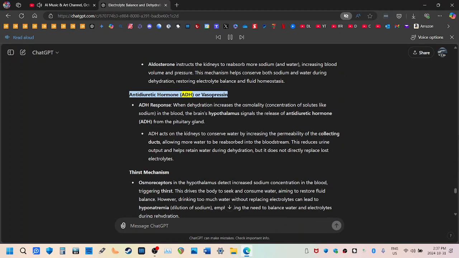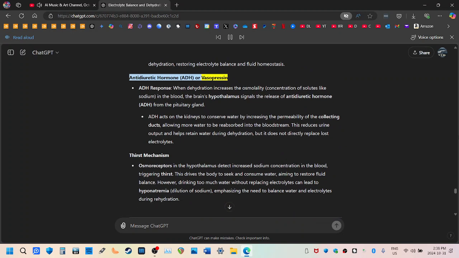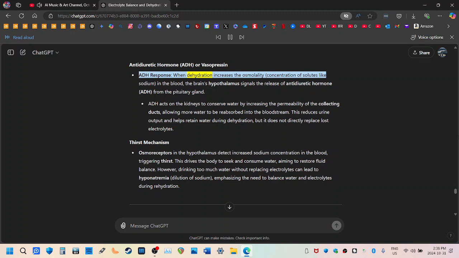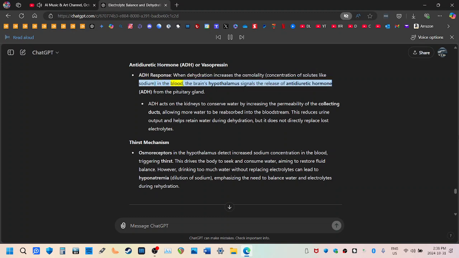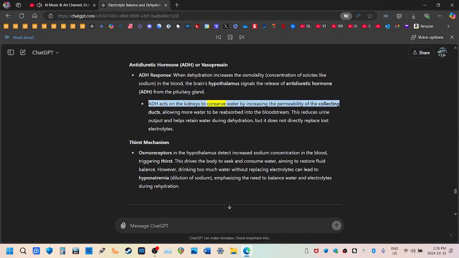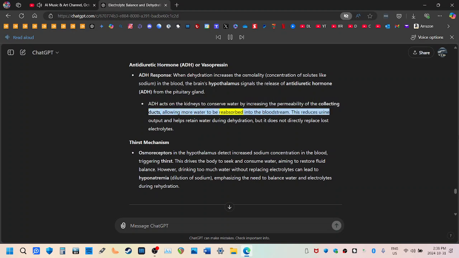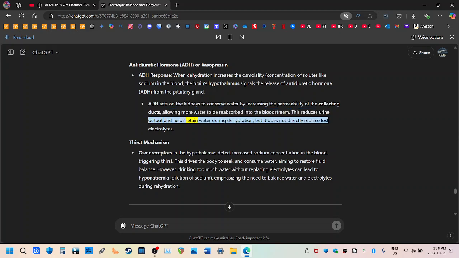Antidiuretic hormone, ADH, or vasopressin. ADH response. When dehydration increases the osmolality, the concentration of solutes like sodium, in the blood, the brain's hypothalamus signals the release of antidiuretic hormone, ADH, from the pituitary gland. ADH acts on the kidneys to conserve water by increasing the permeability of the collecting ducts, allowing more water to be reabsorbed into the bloodstream. This reduces urine output and helps retain water during dehydration, but it does not directly replace lost electrolytes.